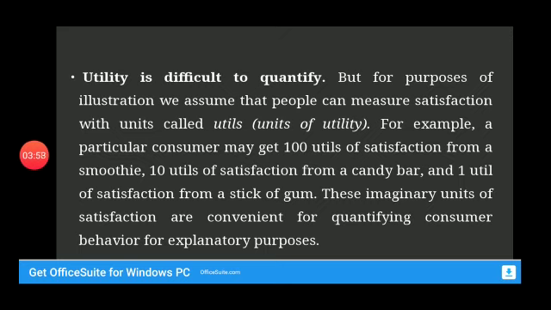But for the purpose of illustration, we assume that people can measure satisfaction with units called utils, units of utility. For example, a particular consumer may get 100 utils of satisfaction from a smoothie, 10 utils from a candy bar, and 1 util from a stick of gum. These imaginary units of satisfaction are convenient for quantifying consumer behavior for explanatory purposes.